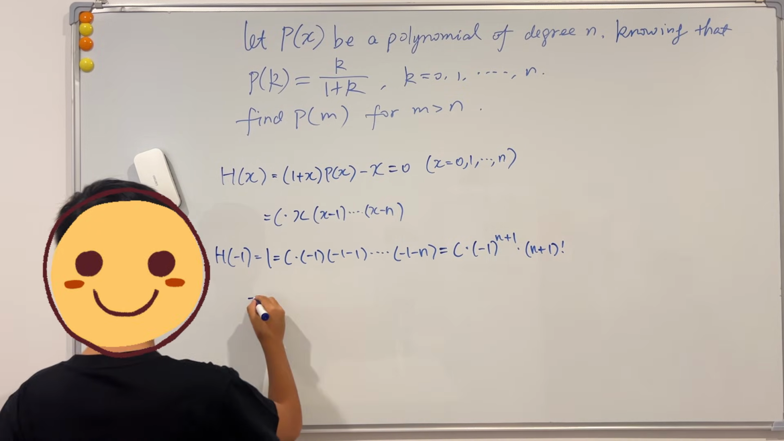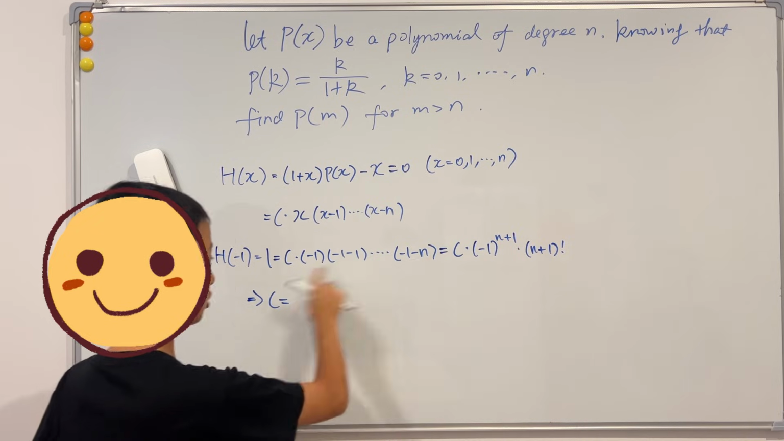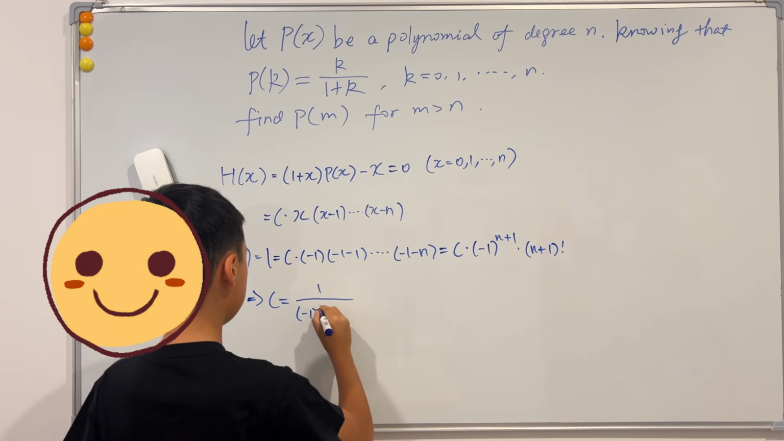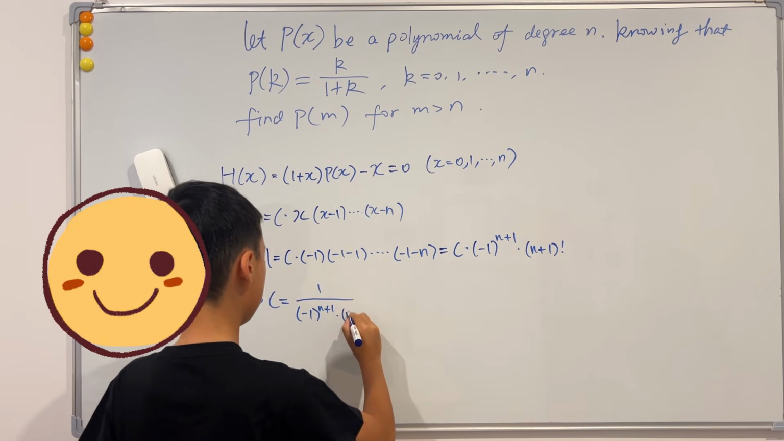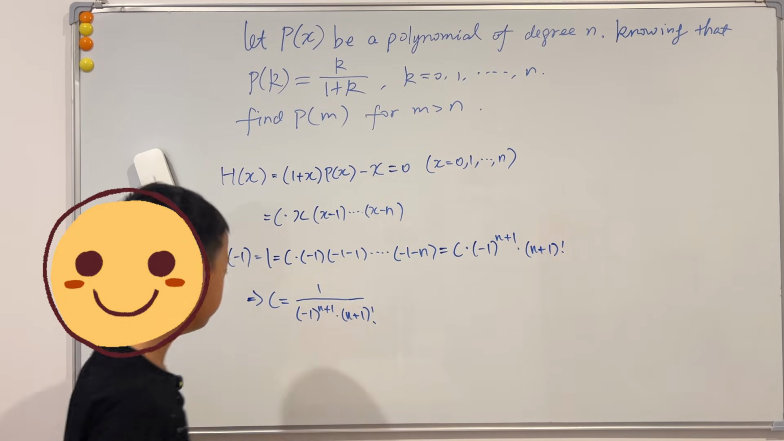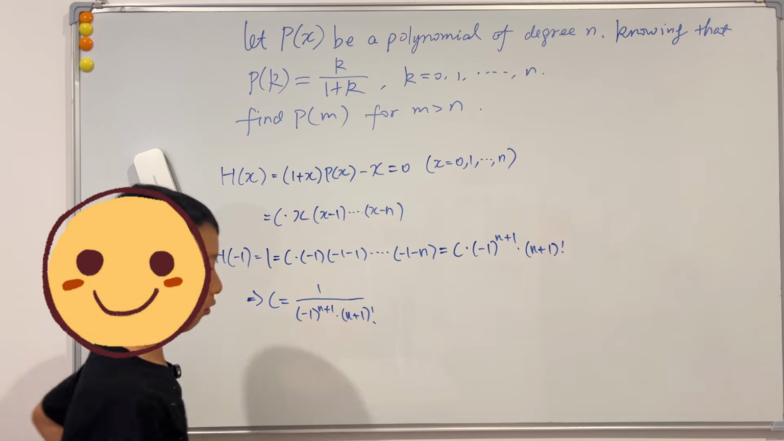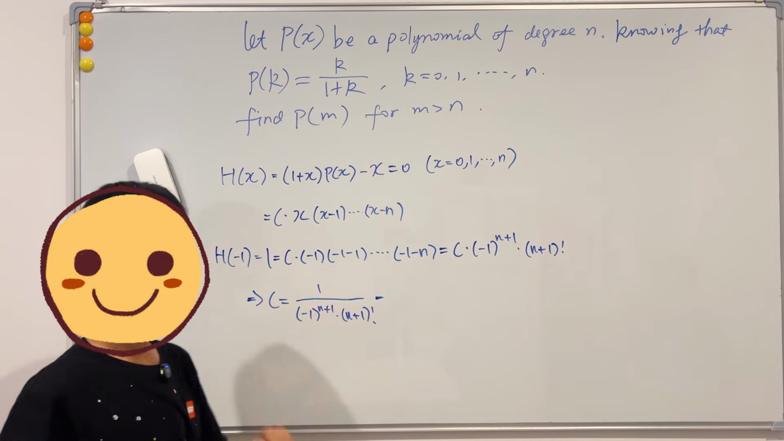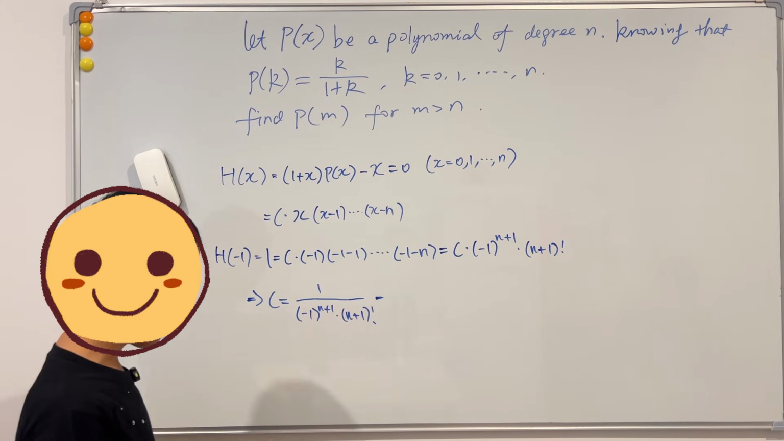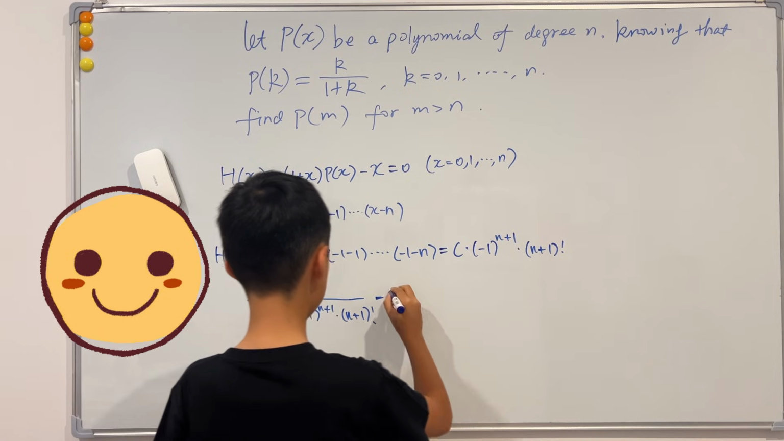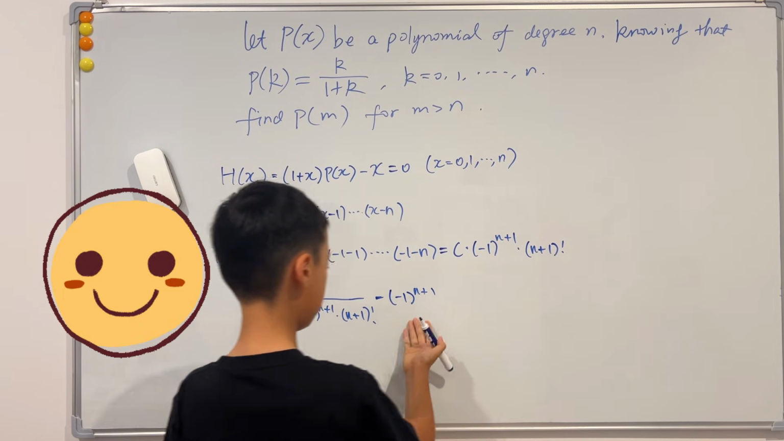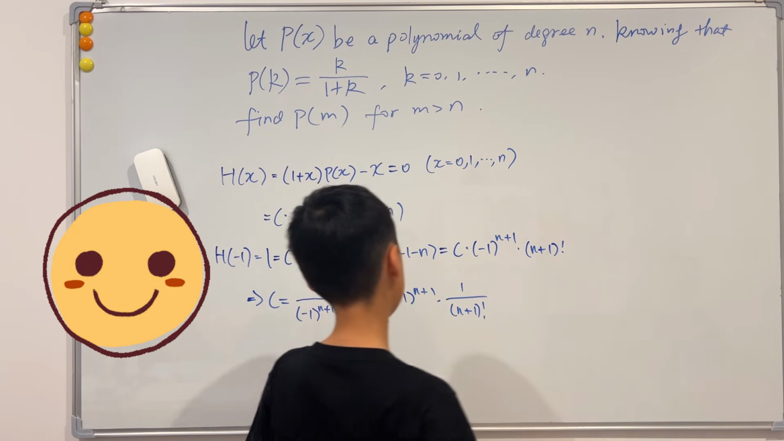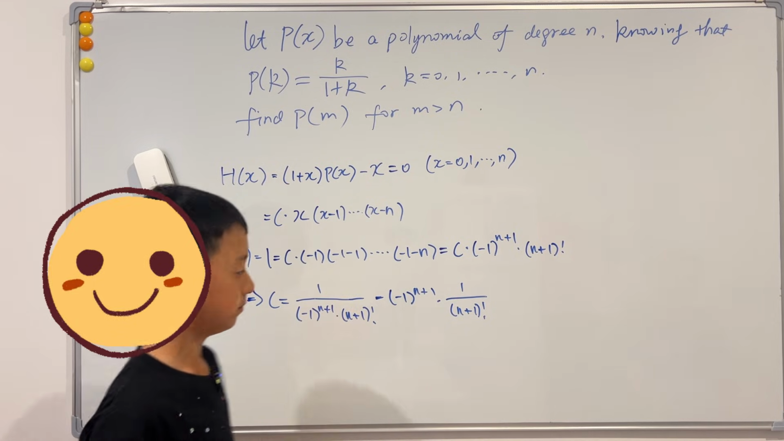So now we can find that c is equal to, we can just divide this here, 1 over negative 1 to the n plus 1, multiplied by n plus 1 factorial, right? And also, if you use your brain, then we see that 1 over negative 1 to some power is the same as just this. So it's the same as this multiplied by 1 over n plus 1 factorial. And you can double check this on your own.